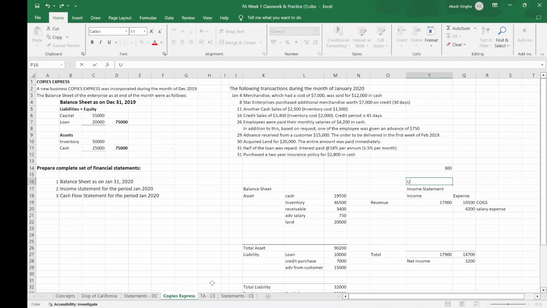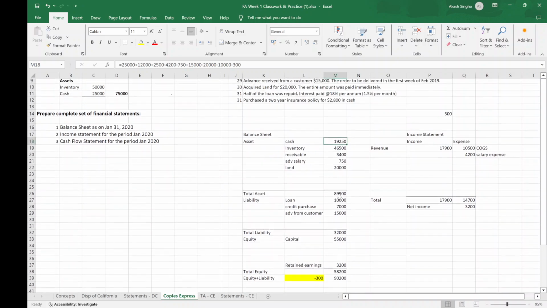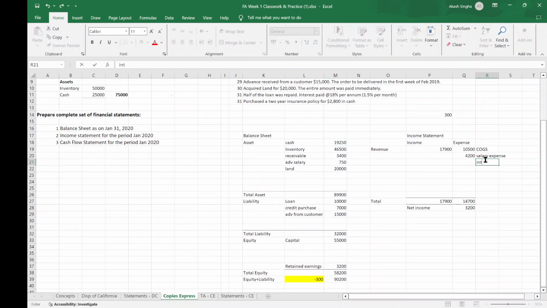So 300 was the loan interest paid, right? From here, 300 is also paid by cash, but it is an expense, so interest expense. Expense should be 300 more. Still it's zero. Okay, purchased a 2-year insurance policy for 2800. So it's an asset, prepaid insurance of 2800, and deducted from cash.